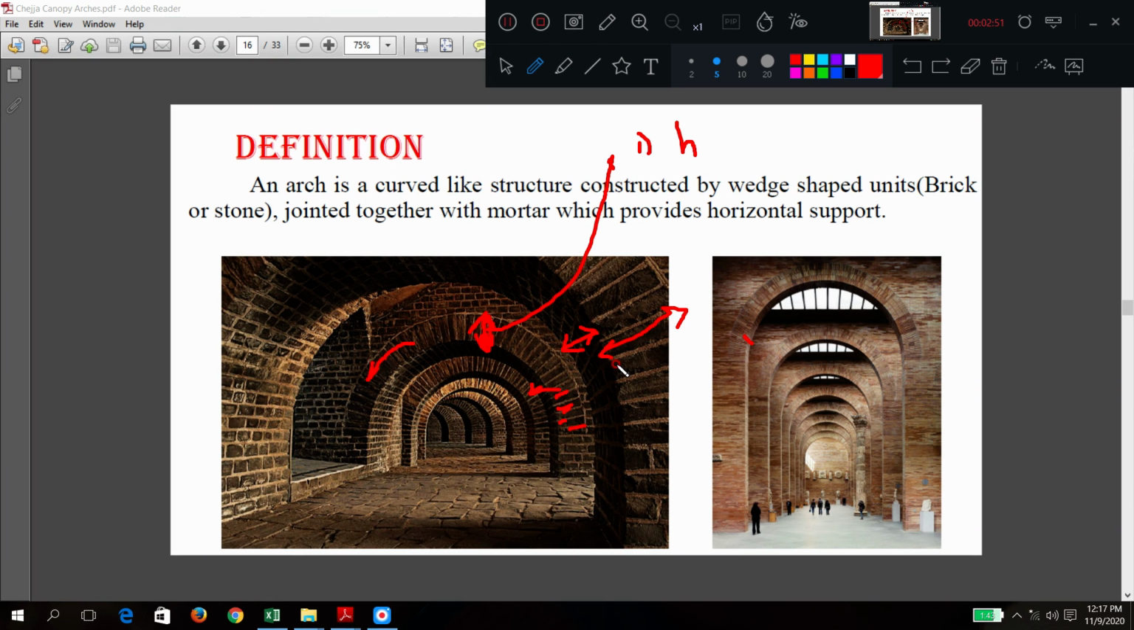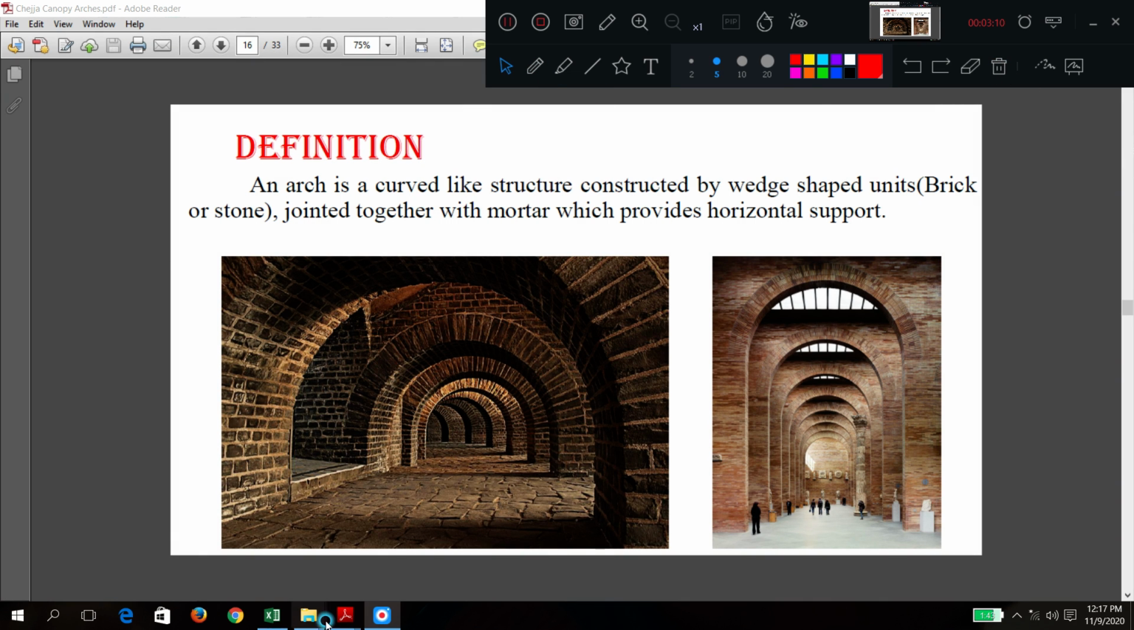Try to imagine the points. In all these cases, it will get crushed. Crushed means making into small pieces. It will get crushed under the load. So this failure is called masonry crushing.